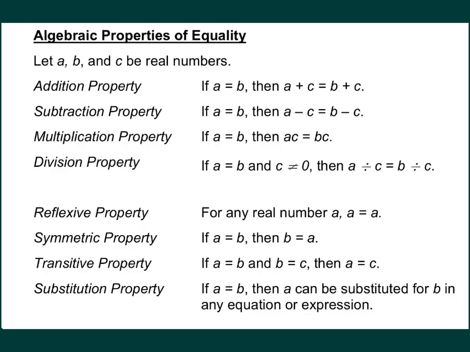Here we go, the algebraic properties of equality. We have, let A, B, and C be real numbers. So any of these deal with our real number system, which we're also going to work on reviewing in class. So real numbers, remember, include your numbers that are rational or irrational. And under your rational numbers, you have the different subcategories of those as well.